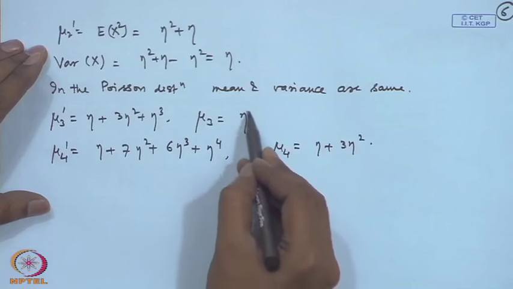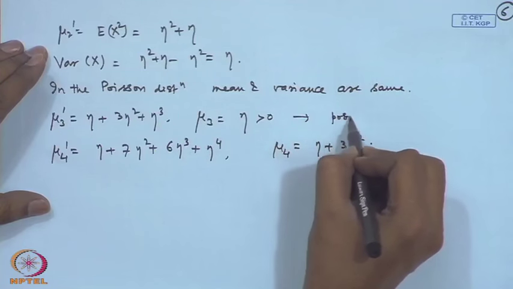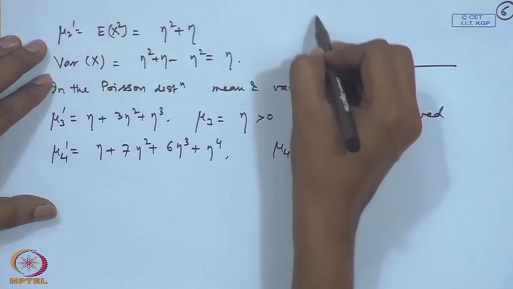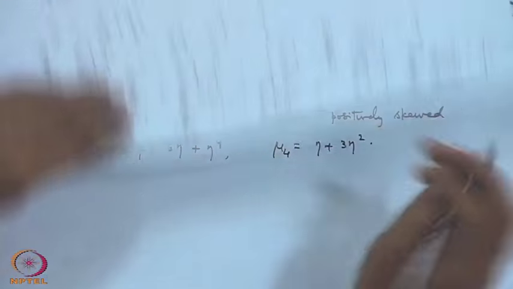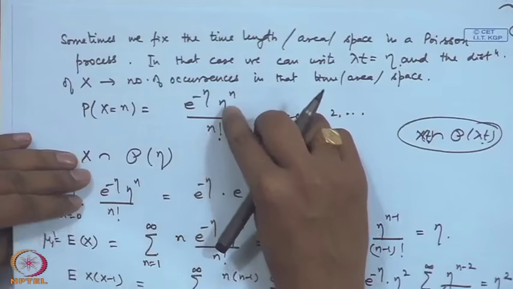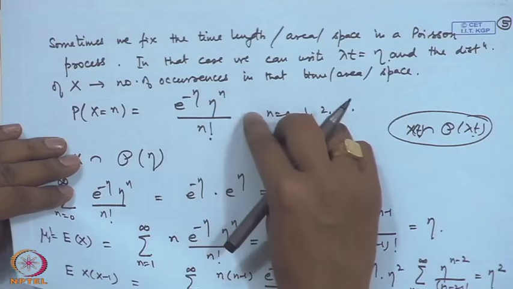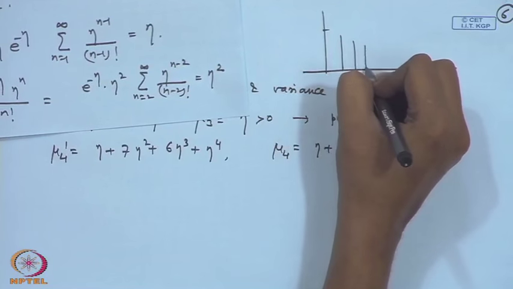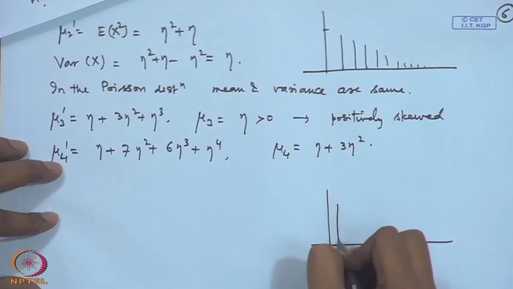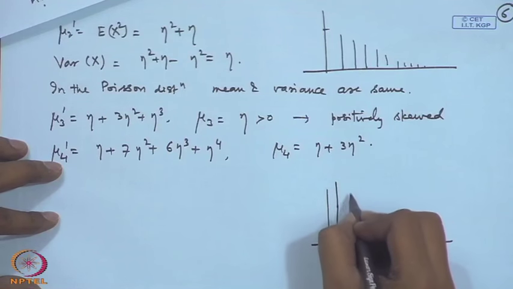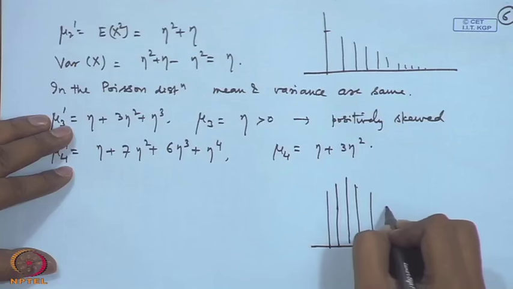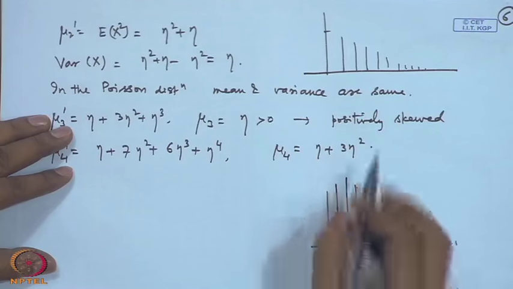Now, since the third central moment is positive, this distribution is positively skewed, which you can easily see by plotting also. See what are the probabilities here. The first value is e to the power minus eta. Based on the value of eta, it will be some value here. But thereafter, if eta is less than 1, then the following values will simply be reducing. Even if eta is greater than 1, in the beginning the values will increase. For example, it may become like this, but thereafter it will start decreasing because the n factorial term is there in the denominator. So, after a certain stage this will start decreasing.